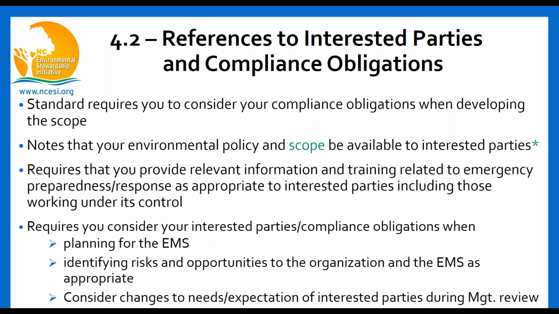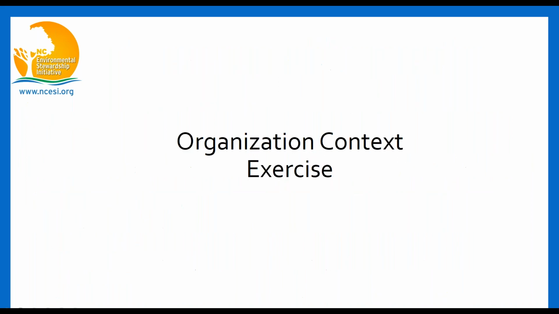And some of the other areas where interested parties is mentioned in the standard: it requires you to consider your compliance obligations when developing your scope. It notes that your policy and scope must be available to interested parties. It requires you to provide relevant information and training related to emergency preparedness and response as appropriate to interested parties, including those working under your control, and we'll go over what that means in one of the next sessions. And it requires you to consider your interested parties and compliance obligations when you plan your EMS, when you identify those risks and opportunities. And as I said, you have to consider those changes during your management review.